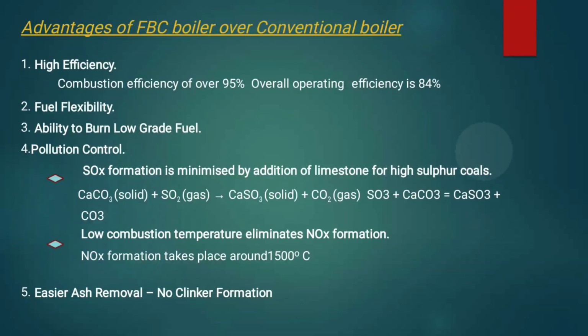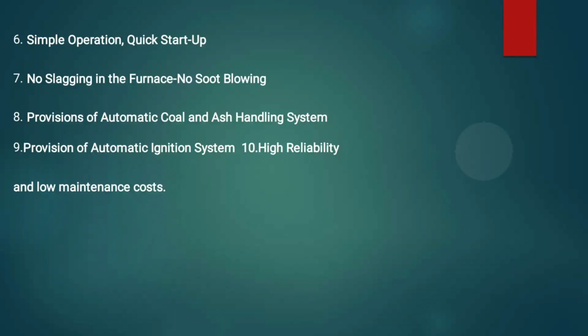Advantages of FBC over conventional boiler: high efficiency, fuel flexibility, ability to burn low grade fuel, pollution control and ash removal. No clinker will be formed. Simple operation and quick startup, no slagging in the furnace and no soot blowing, provision of automatic coal and ash handling system and automatic ignition system, high reliability and low maintenance cost.